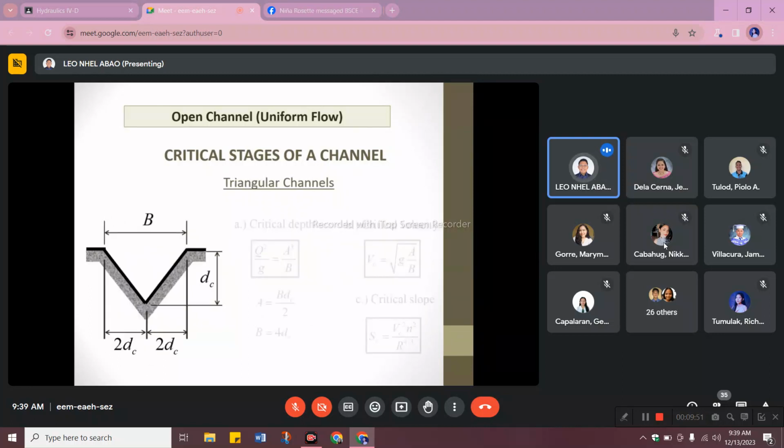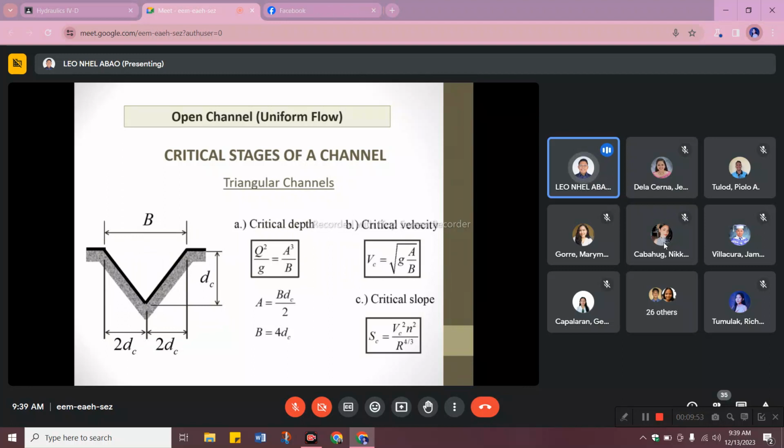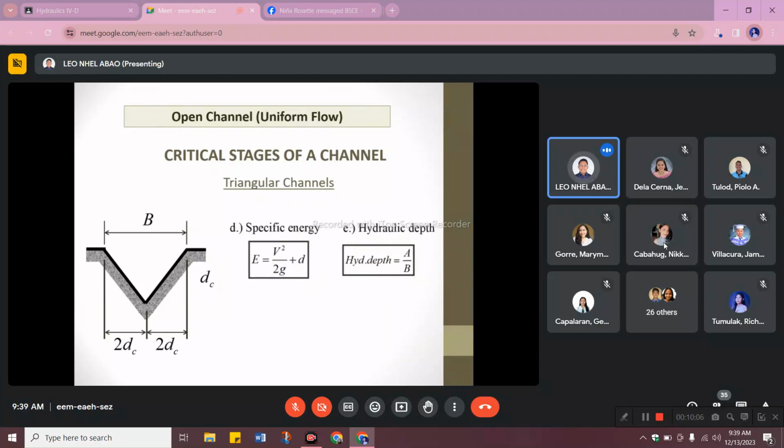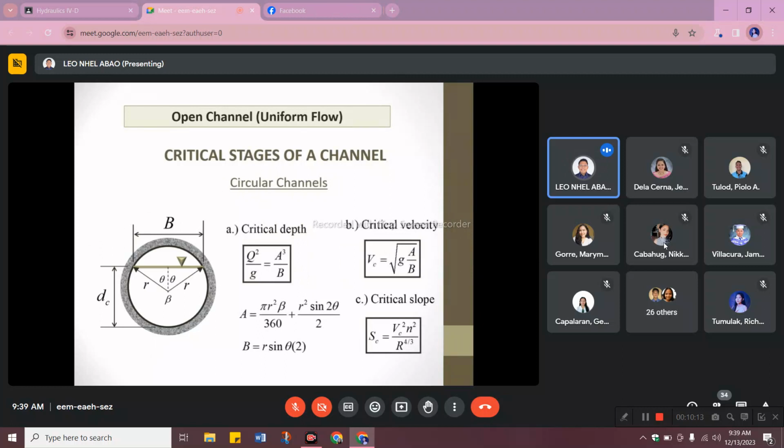Then we have triangular channels. Again, if it is not rectangular, we use this general equation. Critical velocity and critical slope are the same, and for the specific energy and hydraulic depth, also the same. Lastly, for circular channels, we have the critical depth, critical velocity, critical slope.